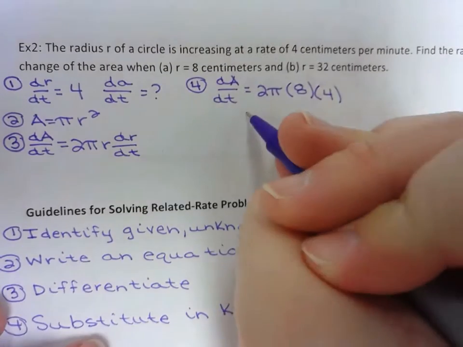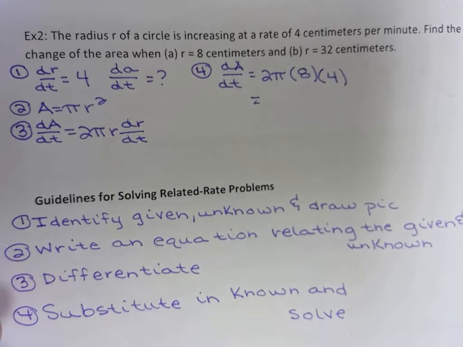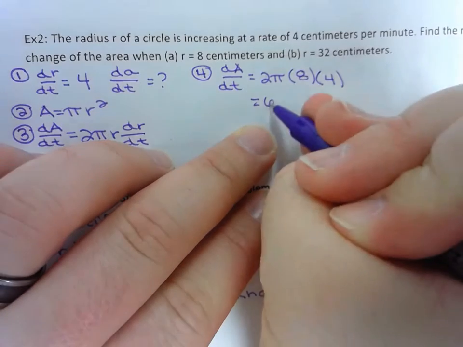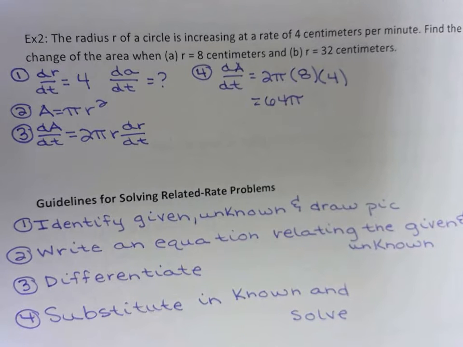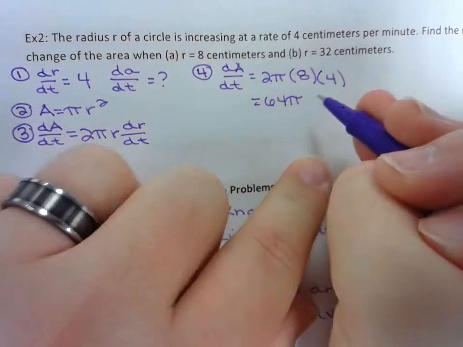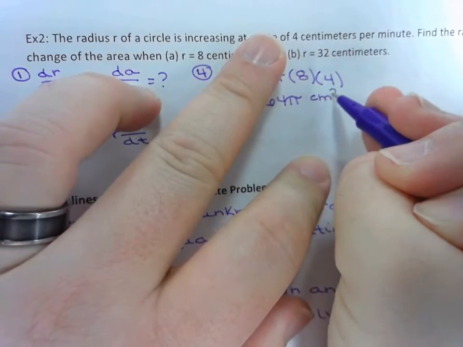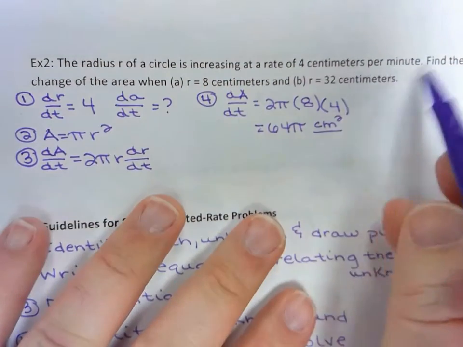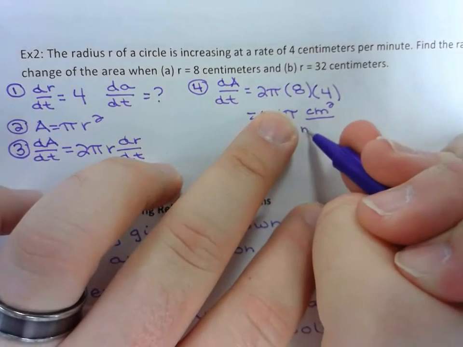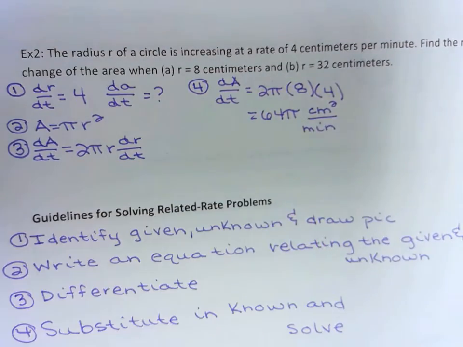So let's go ahead and do that. So 2 times 8 times 4, 64 pi. Now make sure, I'm going to be kind of picky about the labeling. This is the rate of change of the area over the rate of change of time. So this is going to be the area over time. So centimeters squared, because it's area and we're in centimeters, over my time is per minute. So over minute. So that is how the area is changing when the radius is 8.